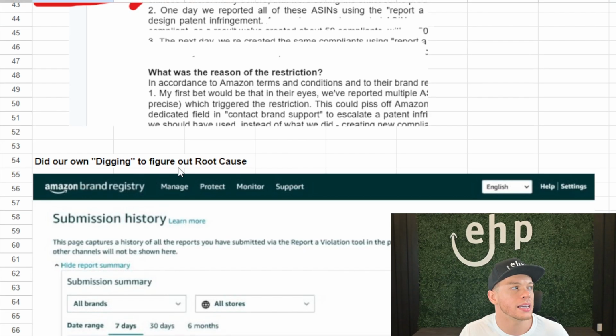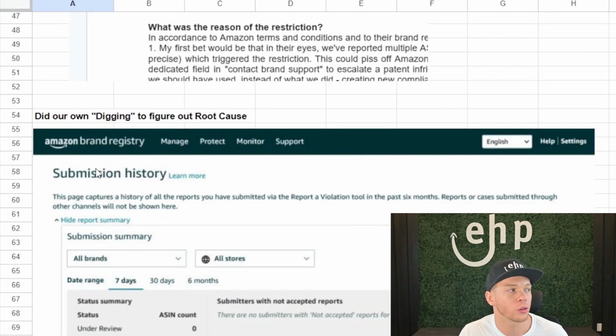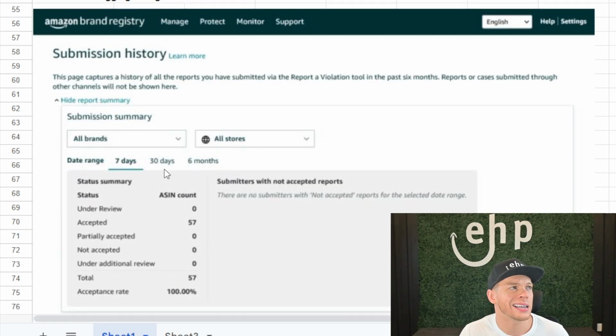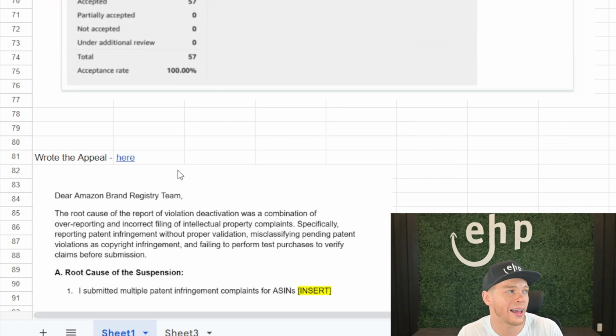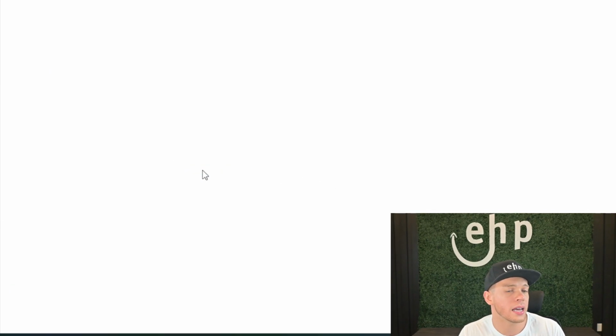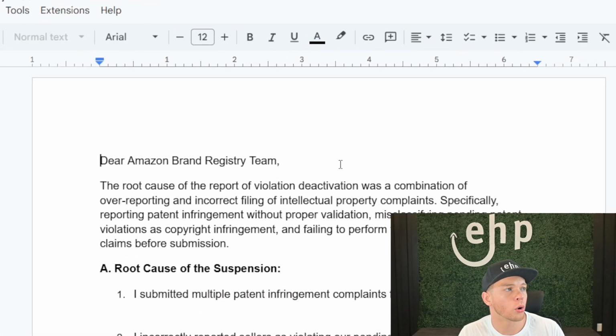And then what we did is we did our own digging to figure out the root cause, because a lot of them were accepted in the last 7 days. And we're trying to figure out, okay, what caused them to get kicked off and revoked? So, double check. Did you report the same person twice? Did you not do test buys? Is your trademark not valid anymore in the US? Things like that. Then we wrote an appeal, and here is the appeal for that.